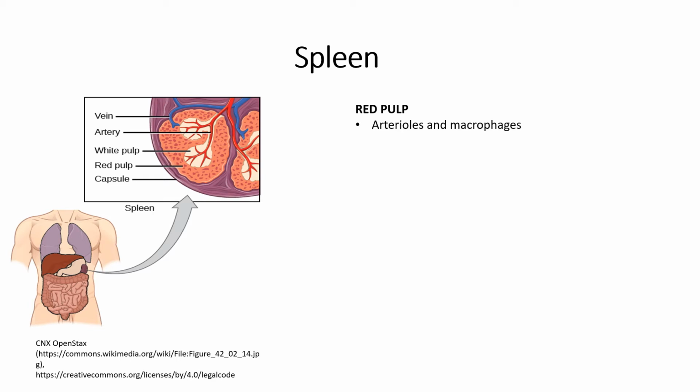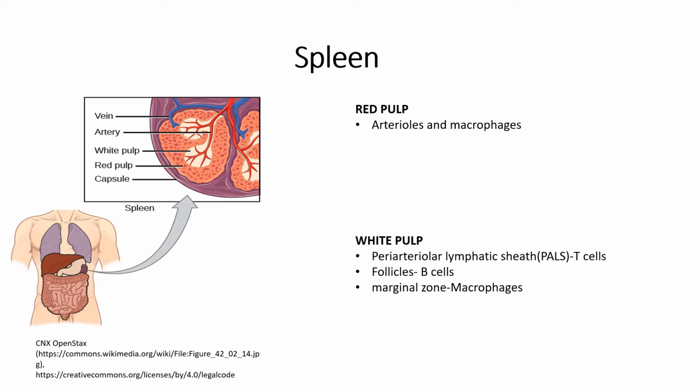An important clinical correlation I would like to tell you about is when a person has asplenia, that is, the absence of a spleen, they are very prone to develop infections due to encapsulated organisms. The white pulp, on the other hand, is the immunologically active part of the spleen that contains periarteriolar lymphatic sheath, follicles, and a marginal zone. These store T cells, B cells, and macrophages respectively.